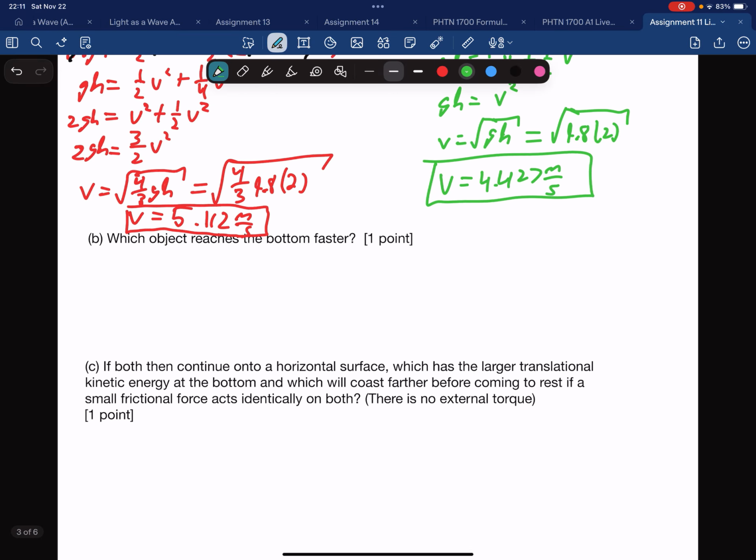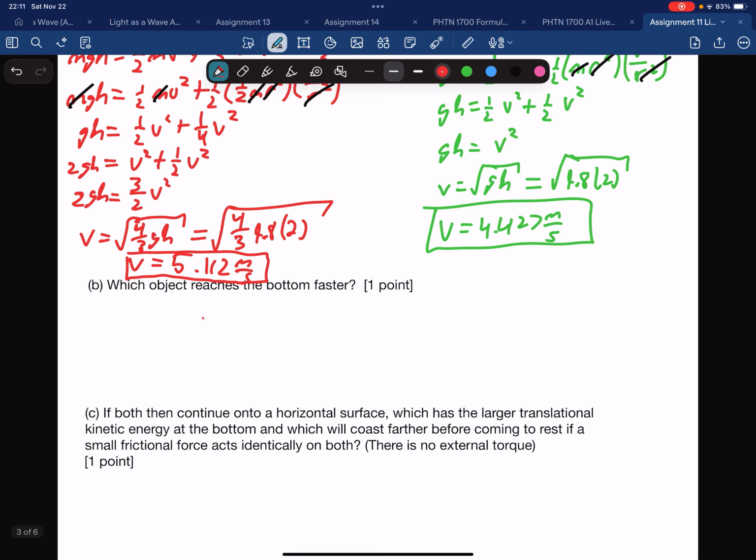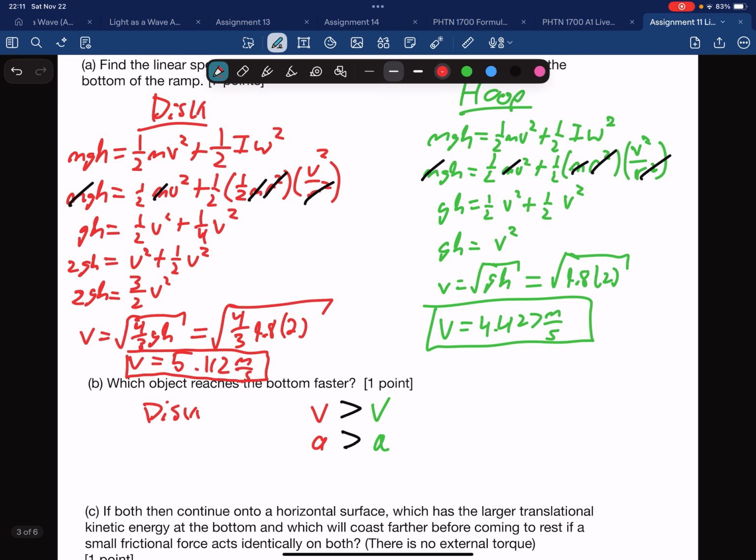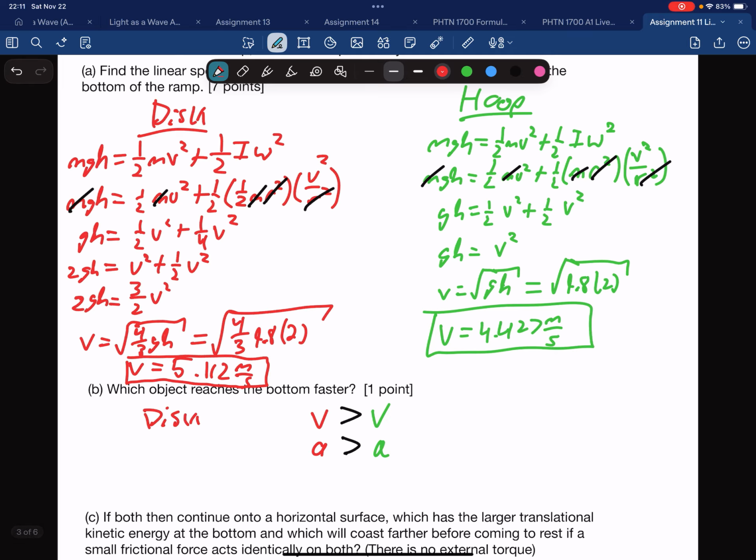So they both start from rest. Therefore, the disk reaches the bottom first. I know this because the velocity of the disk is greater than the velocity of the hoop. And I also know that because they start from rest, if I compare the linear accelerations of both, the disk will have a larger acceleration. So it will accelerate faster and reach the bottom first. They both start at the same place. They both go down the same ramp.